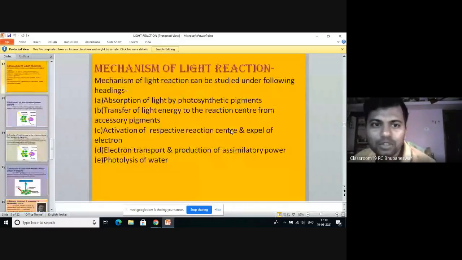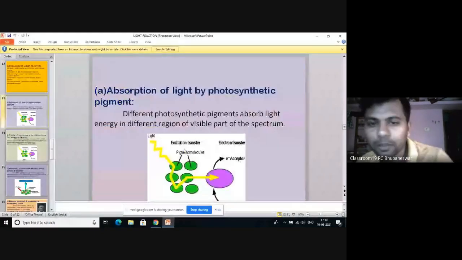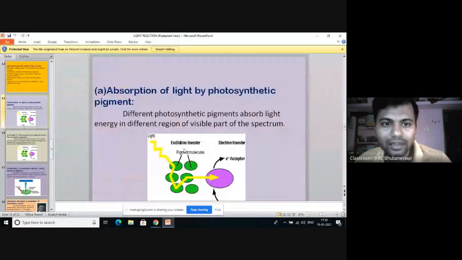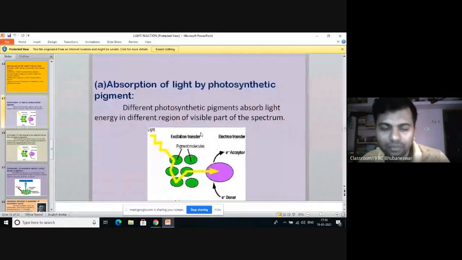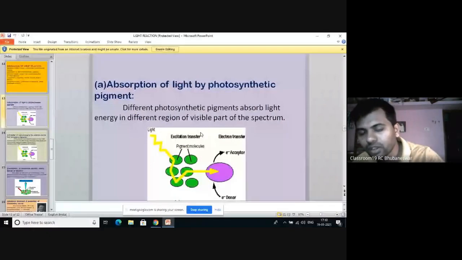Now, the mechanism of light reaction. The mechanism of light reaction can be studied under the following headings. But first, absorption of light energy by photosynthetic pigment. Suppose we have a leaf. The leaf contains photosynthetic pigment. As sunlight falls on the surface of the leaf, it ultimately falls on the pigment.